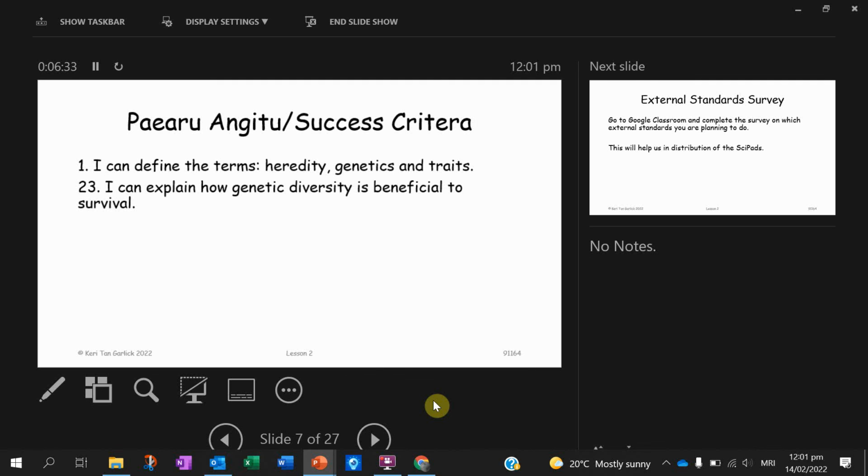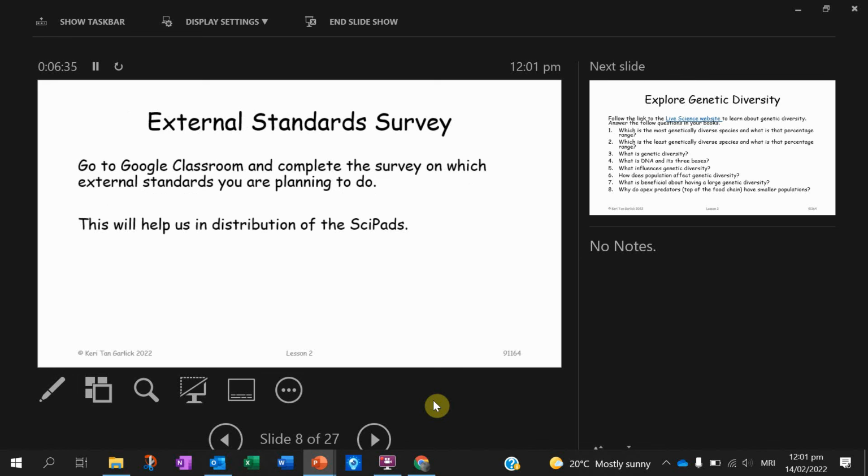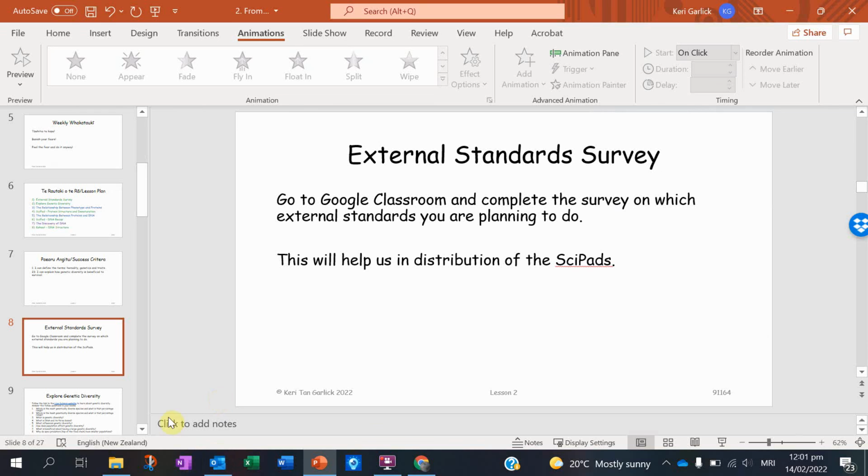Okay. So first thing on my agenda is thinking about what standards you want to do. And the reason why I'm asking this question is because I want to know what side paths to give you. So let me show you the survey, which is on Google Classroom. And then I can also talk about the second activity if you finish early.